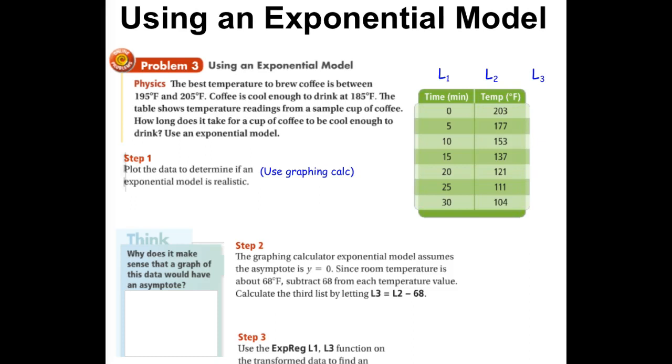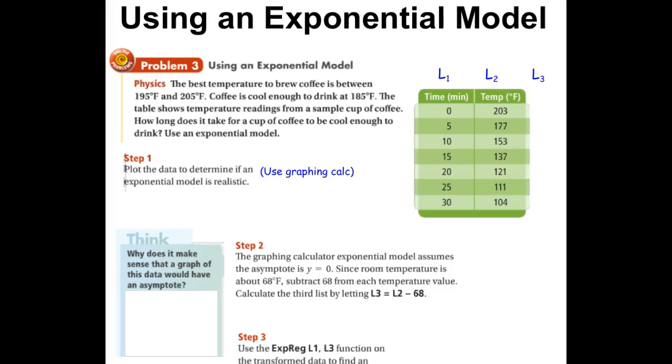Our next one is an application. It says the best temperature to brew coffee is between 195 degrees and 205 degrees. In your packet, the degree symbol did not come out right. It looks like little asterisks. Please change those to degree signs.